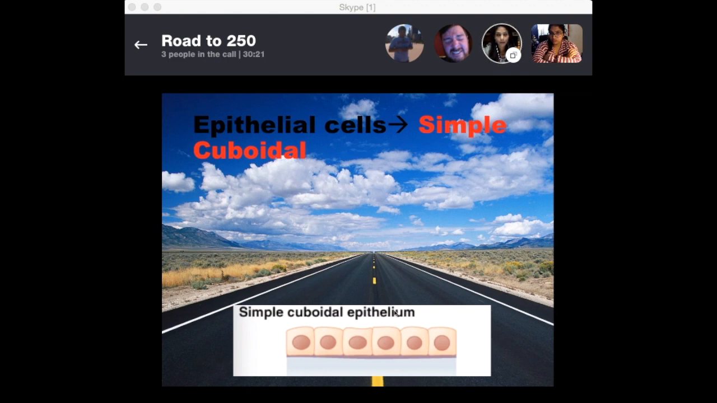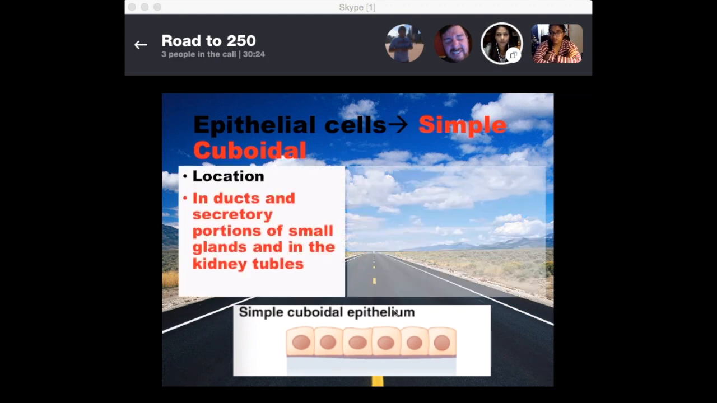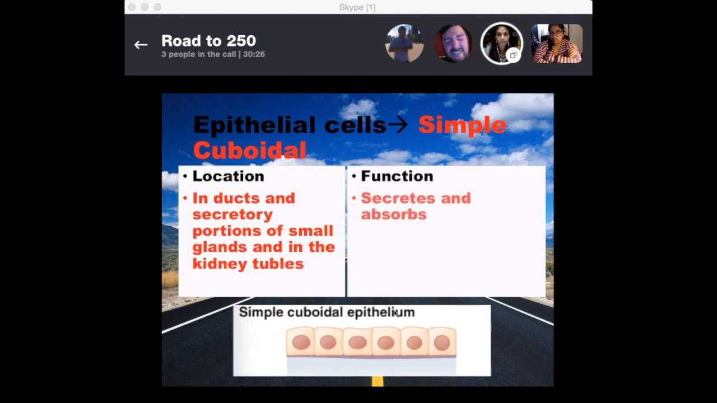Okay, so then if we broke down the types of cells that we see in epithelial tissue, we can start with simple cuboidal. Like we talked about earlier, simple is just going to be a single layer, and cuboidal is going to be cube-like. These cells are usually found in ducts and secretory portions of small glands and kidney tubules. Essentially, it serves the purpose of secreting and absorbing. And this is what it looks like.